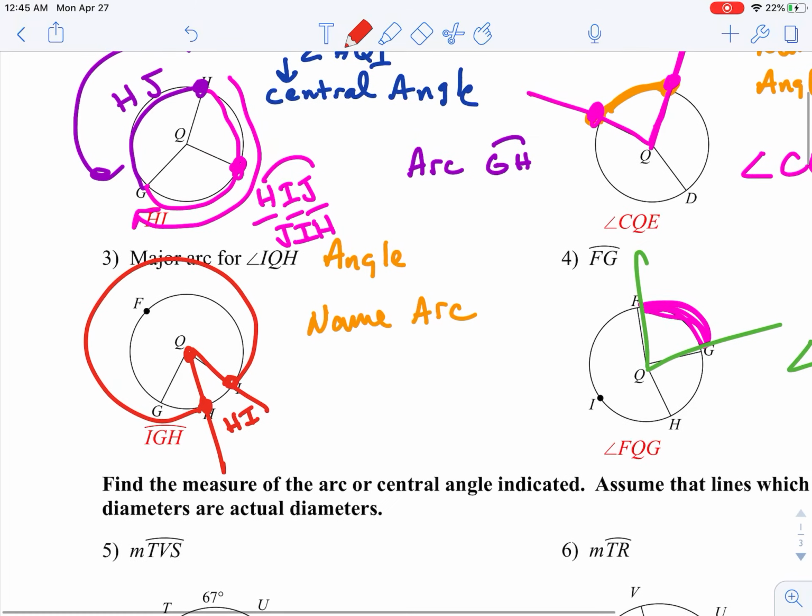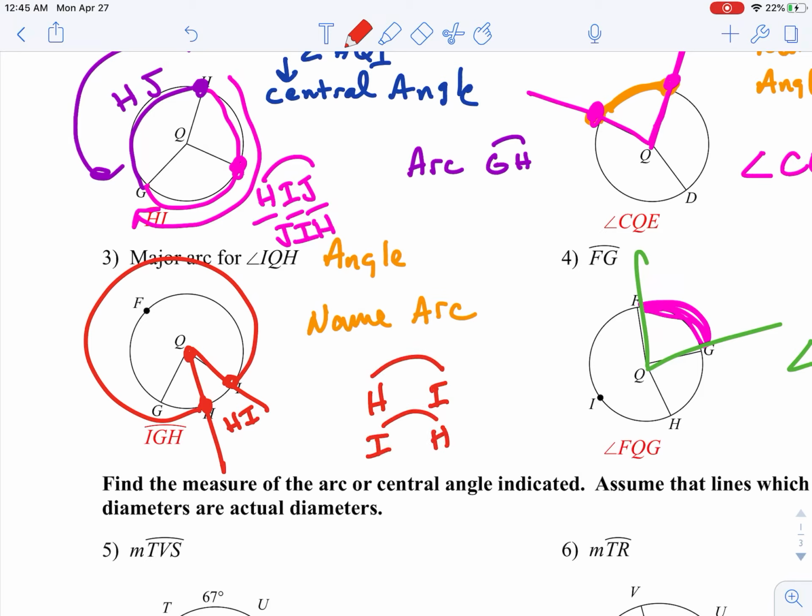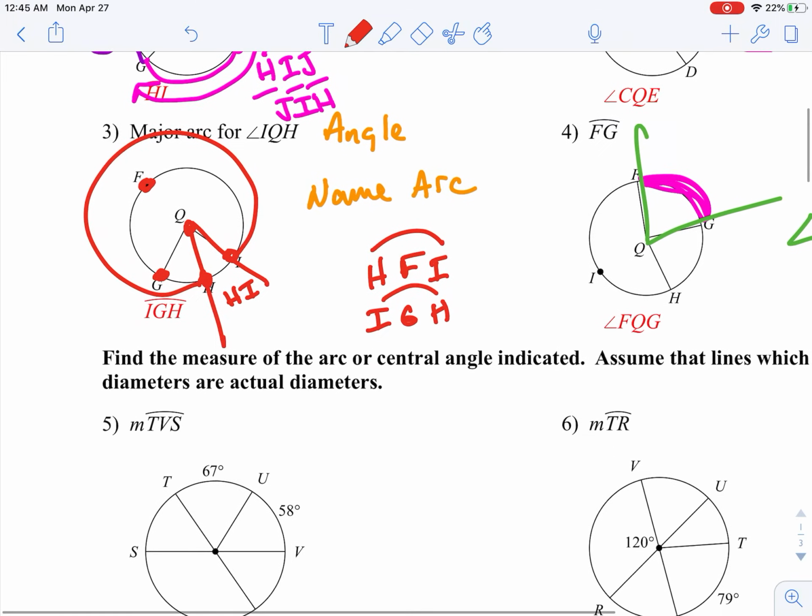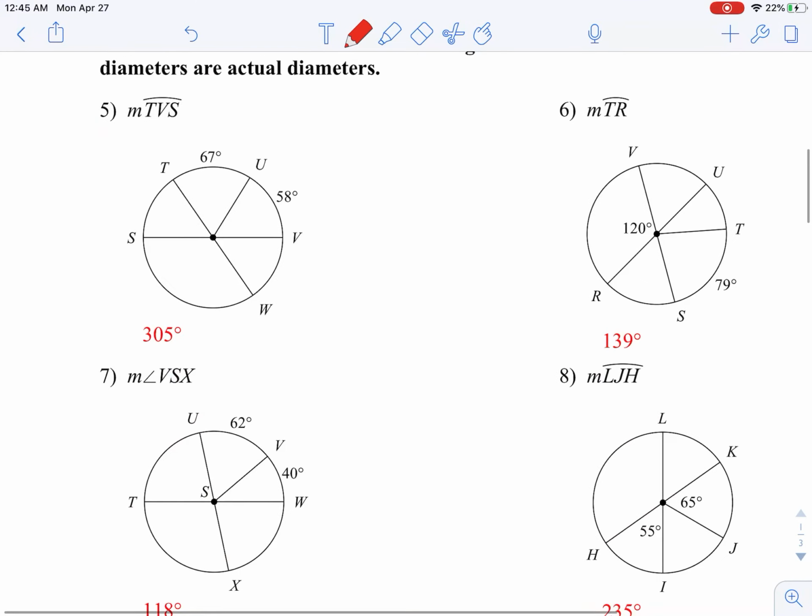So I'm going to start at H or I. It doesn't matter. If I start at I or if I start at H, it doesn't matter. Now I got to go the long way, so I got to pick a letter. I could pick G or F. It doesn't matter. But I need a third letter because I'm telling you, hey, don't go straight home. Stop at the store and then go home. If you're not told to stop at the store, you're not supposed to. Don't go to any stores. All right. Next thing.